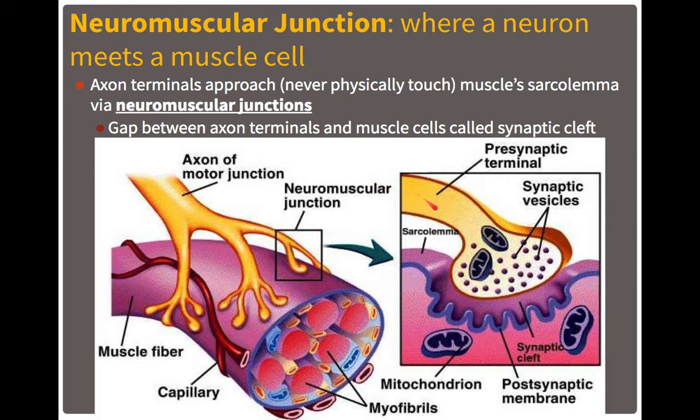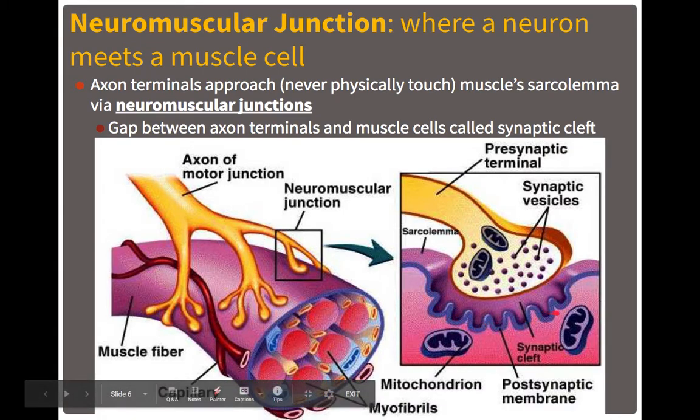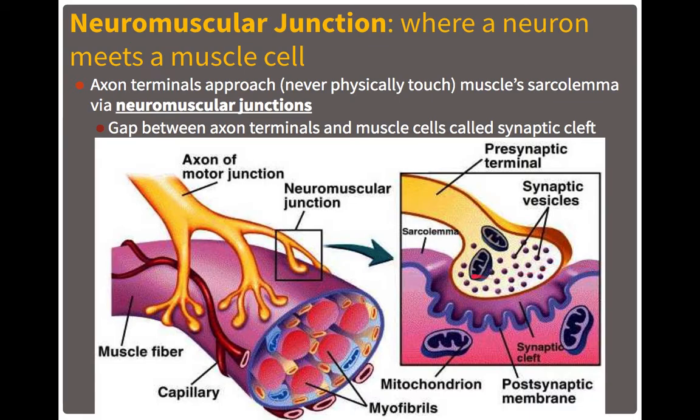Once again, here is the nerve ending of that neuron, the axon terminal. Here is the plasma membrane of the muscle fiber. It's called the sarcolemma. And then one thing to notice is that there's a gap between these two. And that's significant because it allows a level of control that you get when a signal tries to travel from the nerve to the muscle.